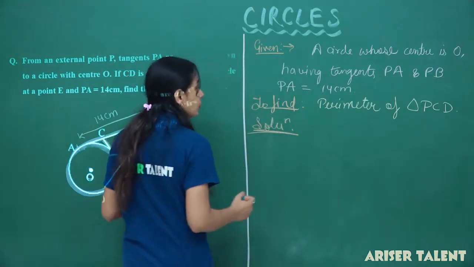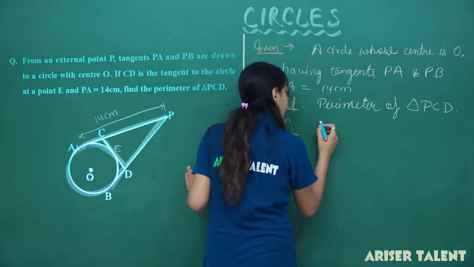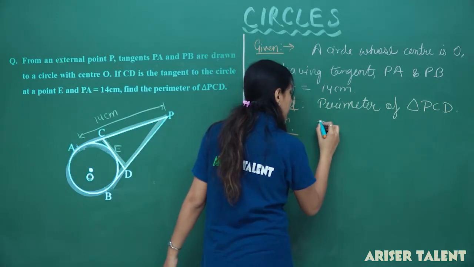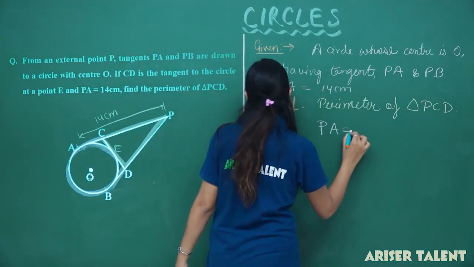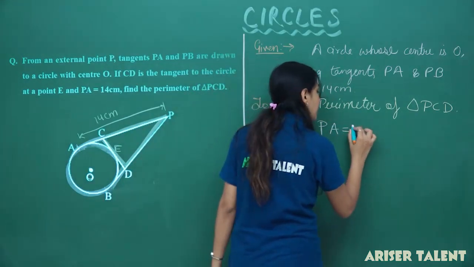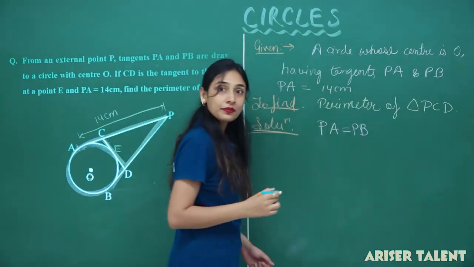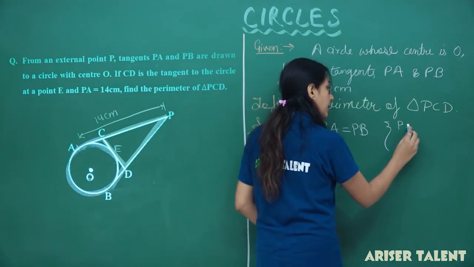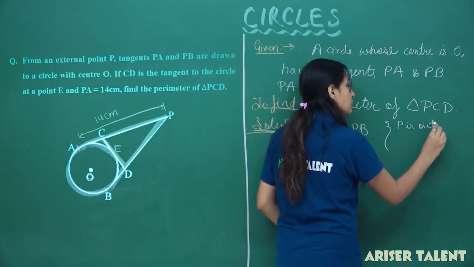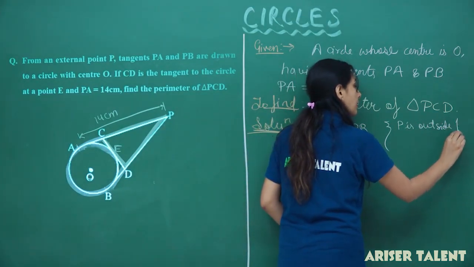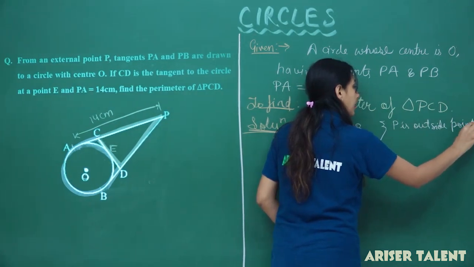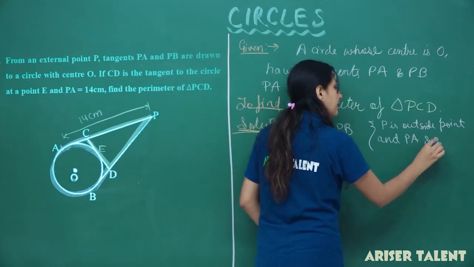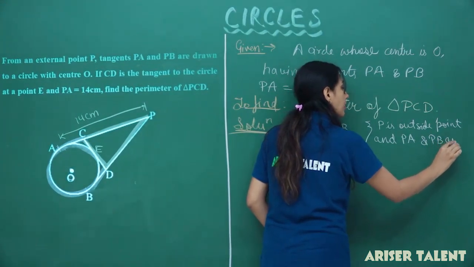So, solution. PA equals PB. Now, why? Because P is an outside point, and PA and PB are tangents, right?